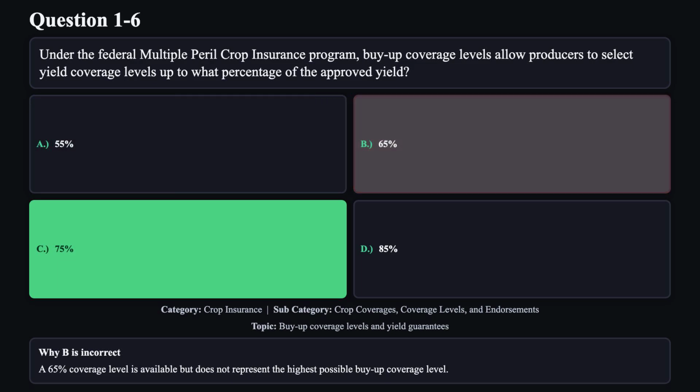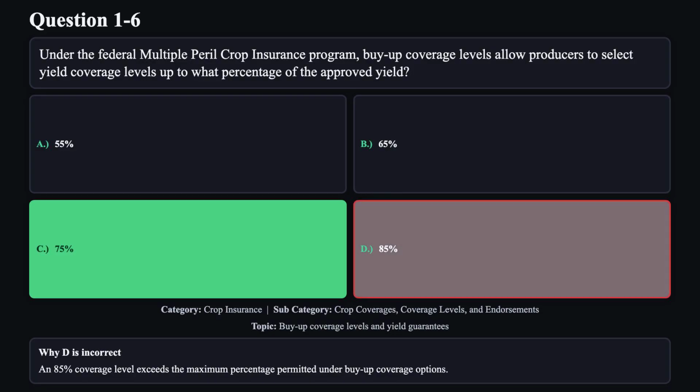Reason B is not correct. A 65% coverage level is available but does not represent the highest possible buy-up coverage level. Reason D is not correct. An 85% coverage level exceeds the maximum percentage permitted under buy-up coverage options.